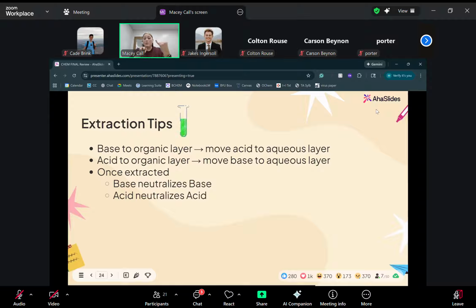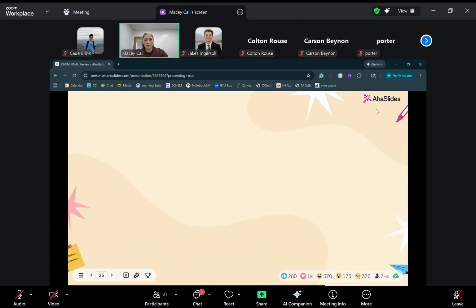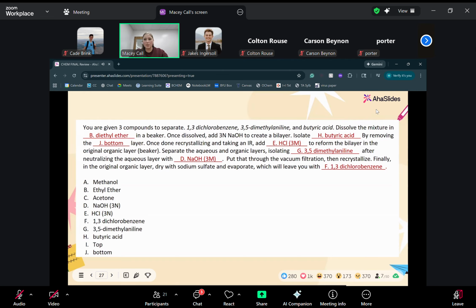Let's see. Yeah, so identifying an acid, it will say acid. Identifying a base, it will probably have some form of nitrogen in it. So it might be an amine, an amide, an aniline, something like that. And then your neutral will probably be a carbon chain, maybe an alcohol or something like that. Any other questions with the extraction?